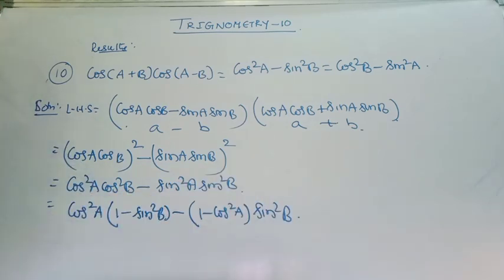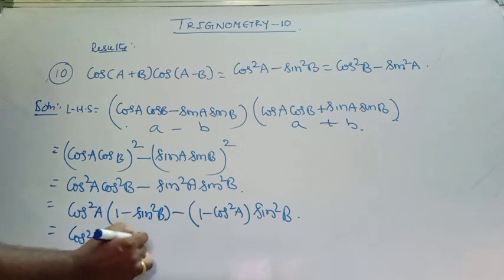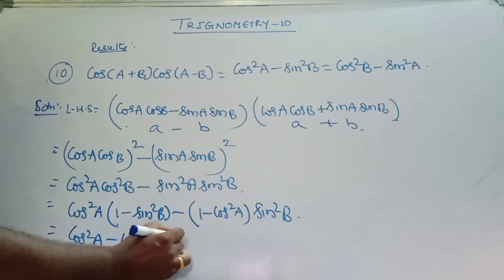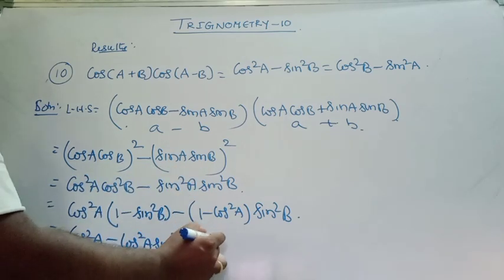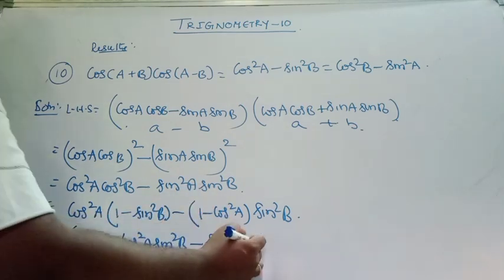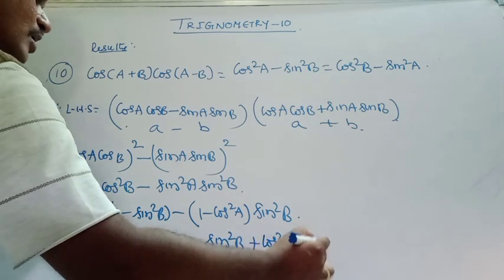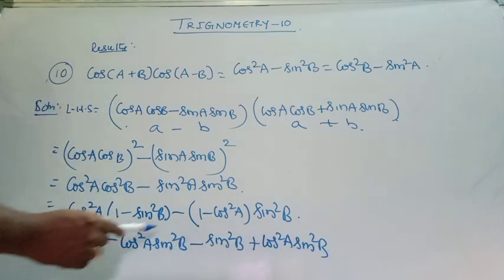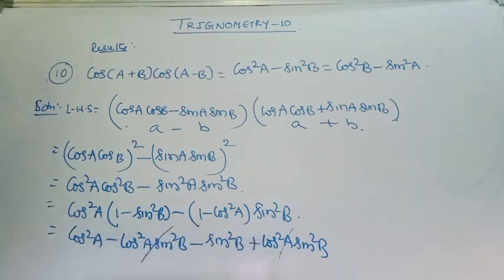Once we write like this, this becomes cos square A into 1, which is cos square A, minus cos square A sine square B, like this. And this is now minus sine square B, minus into minus plus cos square A sine square B. Now here, minus cos square A sine square B plus cos square A sine square B will be cancelled.